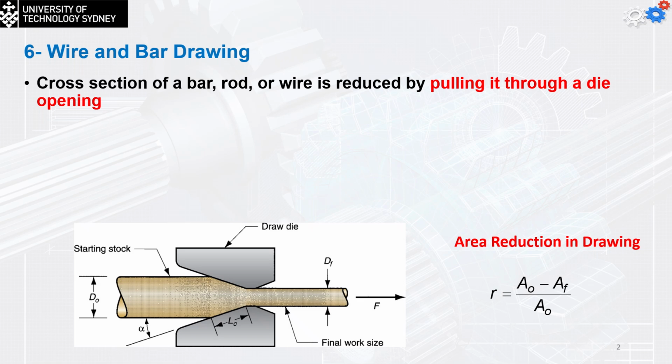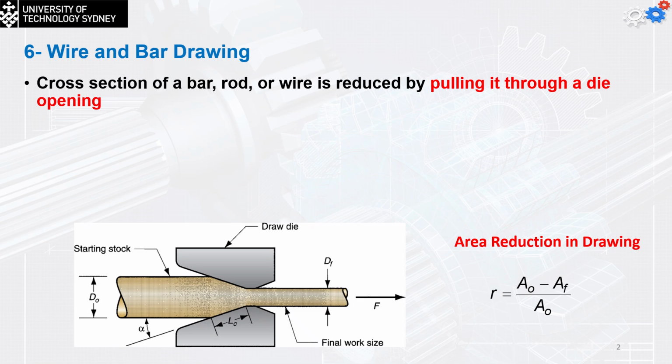So usually the bars and the wires are made by having a larger size bar or rod that's simply drawn through a die, and then it reduces its size or cross section to have the same size as the opening of the die, as you can see in this photo. So basically, the cross-section of the bar or the rod or the wire is reduced by pulling it through a die opening.